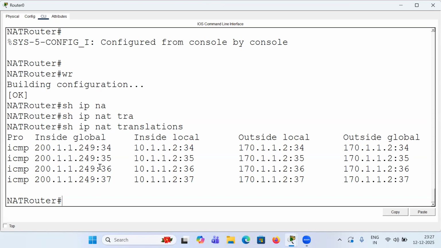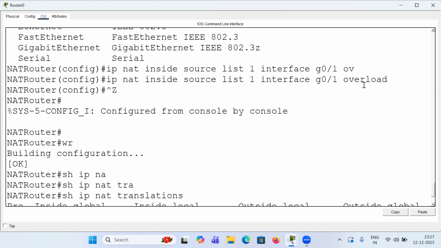In NAT overload, you know that we don't have to define the pool. We simply define one IP and add the overload command, just what I did.